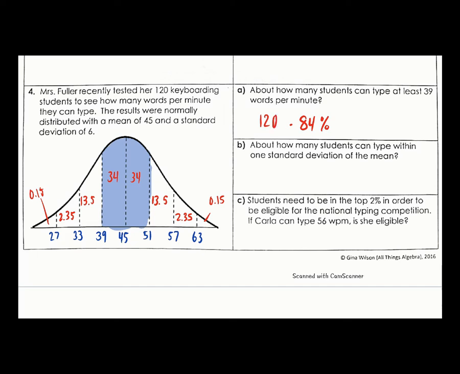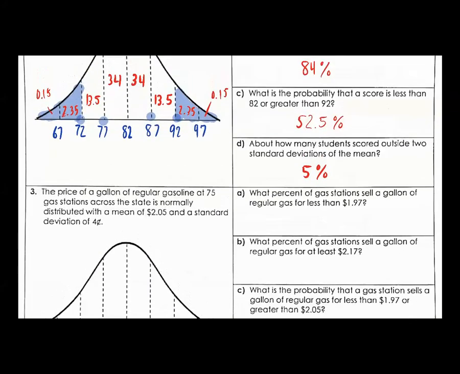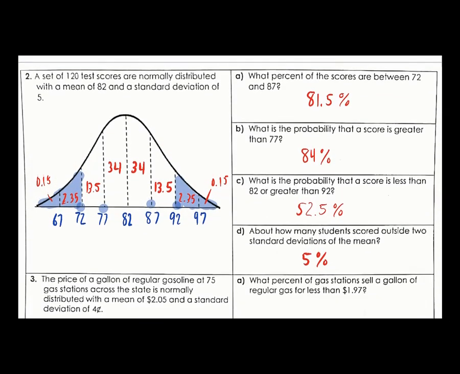So what I want you to do is, I want you to type in your calculator 120 times 0.84, okay? And when you do that, it's 100.8. So approximately how many can type at least 39 words per minute? 101. So these questions are asked a little bit differently, and I'm just noticing that. So let's go back up here to number 2.